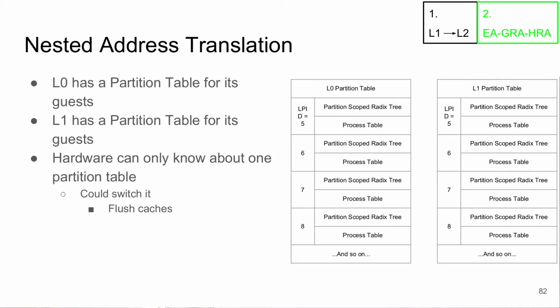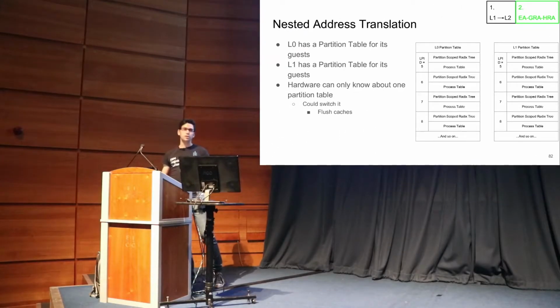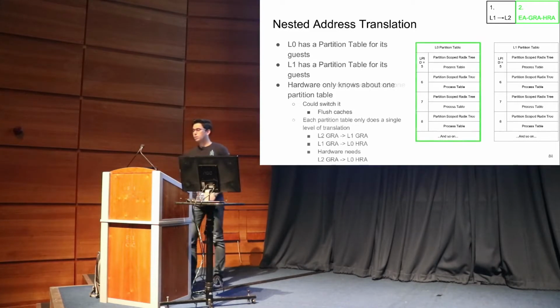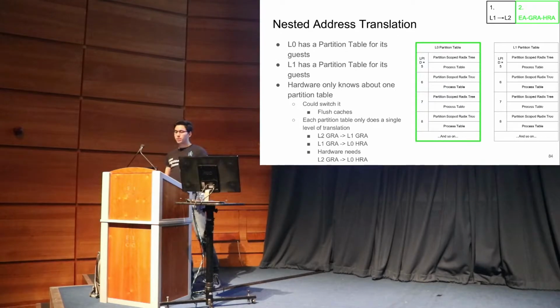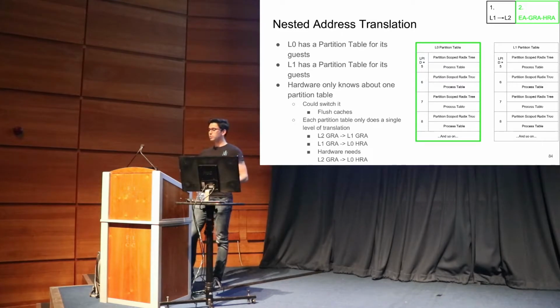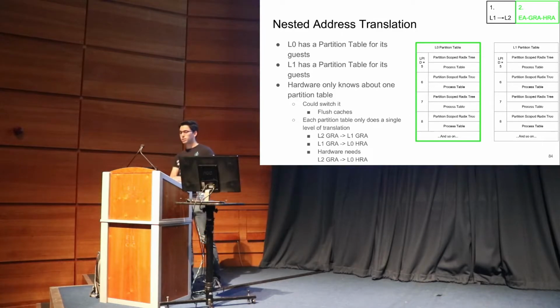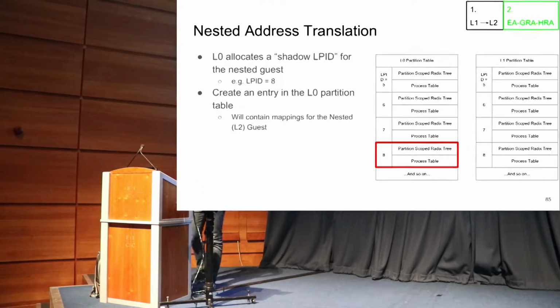But there's only one register to tell the hardware where the partition table is. We could switch it, but we'd have to flush the entire cache every time. Also important to remember is each of these partition tables only does a single level of translation. The one in level 1 memory translates a level 2 guest real to level 1 guest real address. And the one in level 0 memory translates a level 1 guest real address into a level 0 host real address. But hardware needs a single mapping from level 2 guest real to level 0 host real address. So how are we going to achieve this?